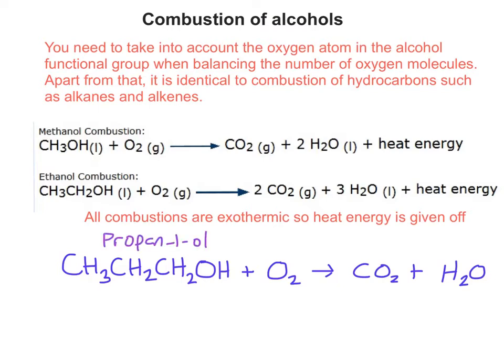So this particular version of propanol is propan-1-ol, the primary version, because it's got the OH group, the hydroxyl group, coming off one end, and therefore it has one alkyl group, the propyl group, and 2 hydrogens attached to the carbon that the OH is bonded to. So the first thing to do is to deal with the carbons. There are 3 of them, so that means you'd get 3 carbon dioxides.